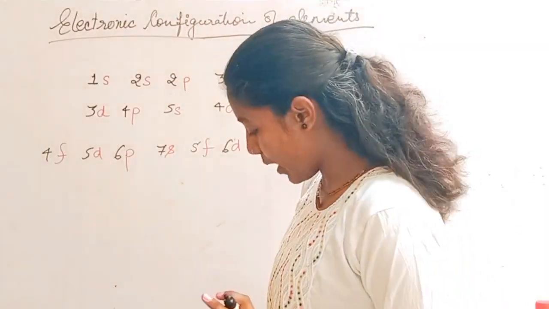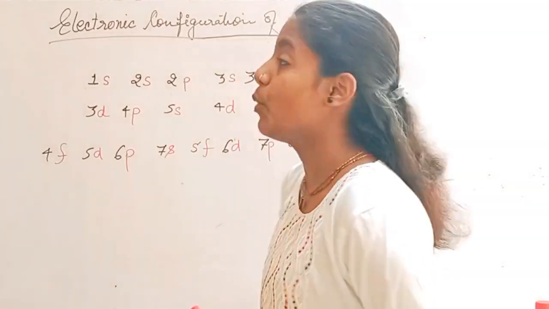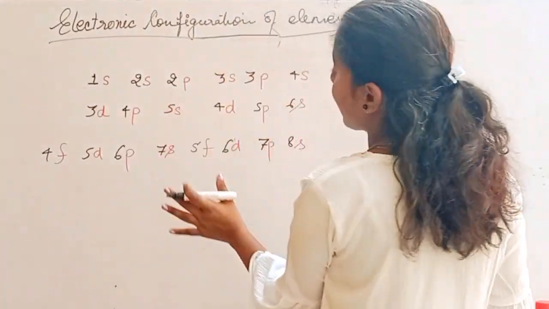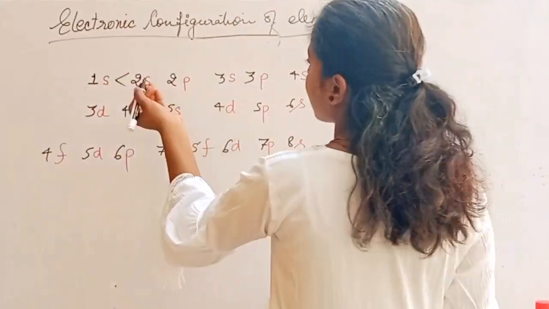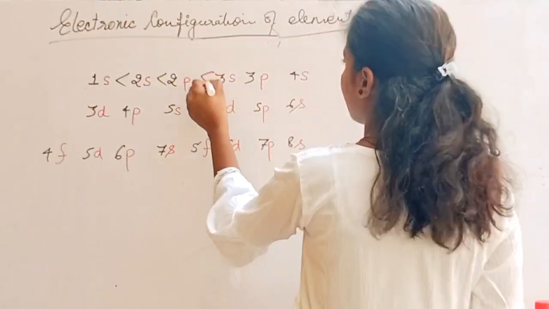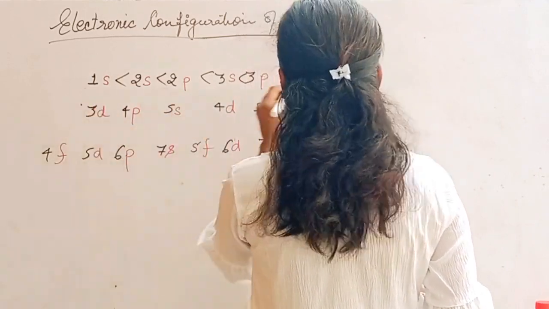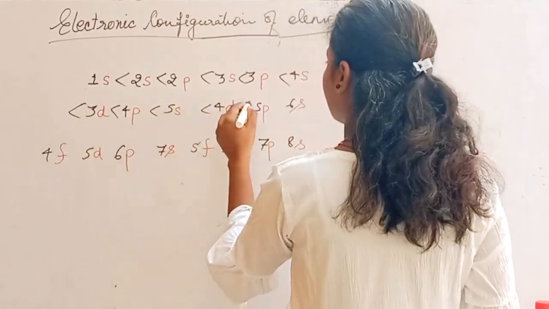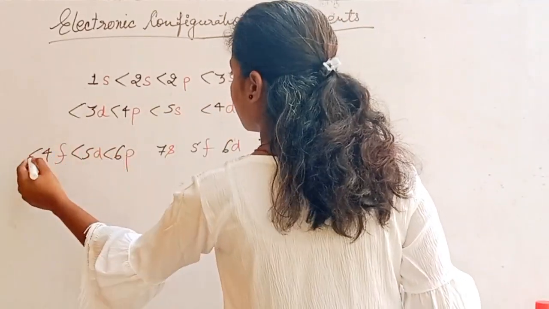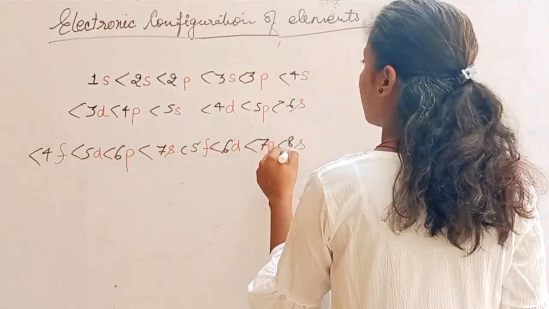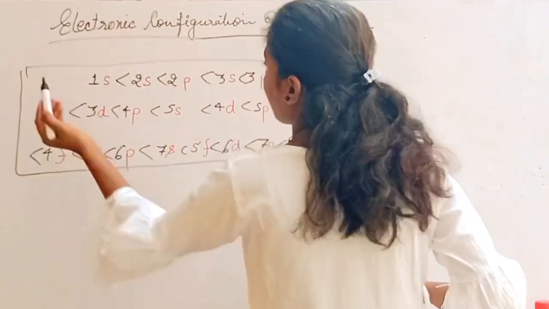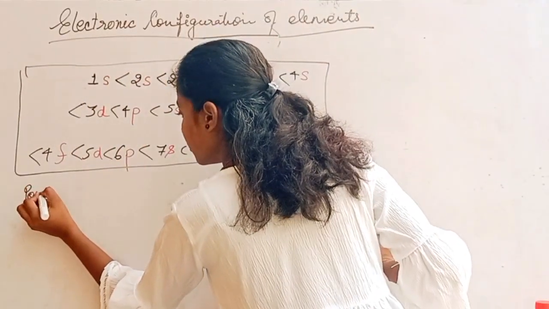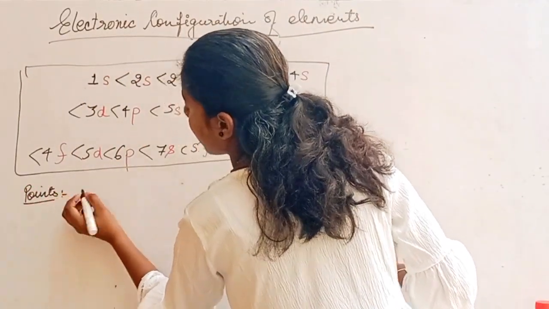Now, let me tell you one thing. This is the electronic configuration order of every element, and 1S will be smaller than 2S, 2S will be smaller than 2P, and so on. So this is the table. Now, remembering points are written in your notebook, so you can never forget it.